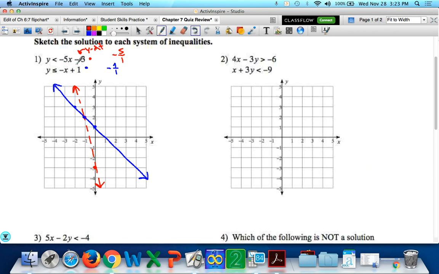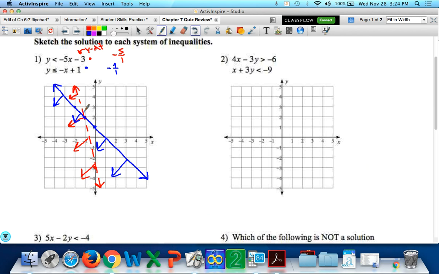Our red equation, we want to shade below it. You can also choose a test point. I'll show you how to do that on the next one. For the red equation, we want to shade below it. So that's down there, down there, down there, that's below. And for our blue equation, we also want to shade below. So down that way, down that way. I just went along the blue line, drawing arrows to show my shading.